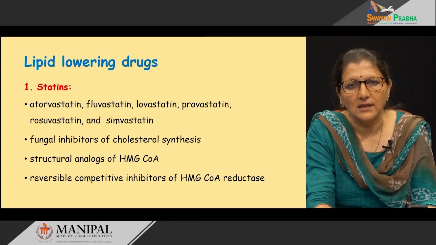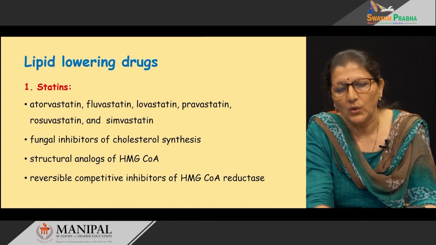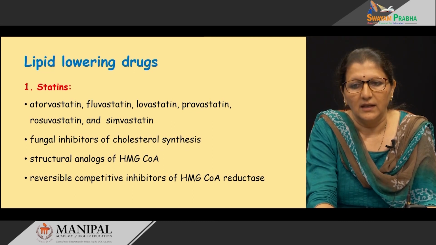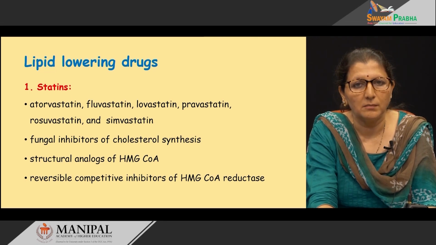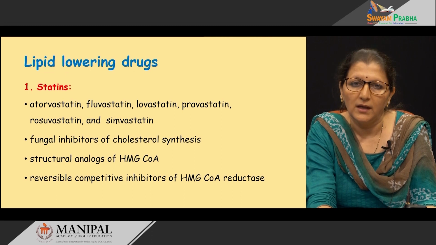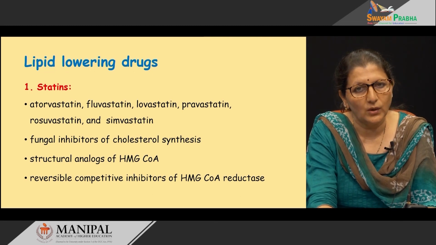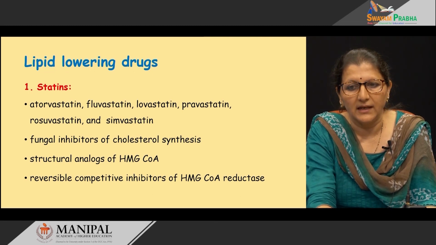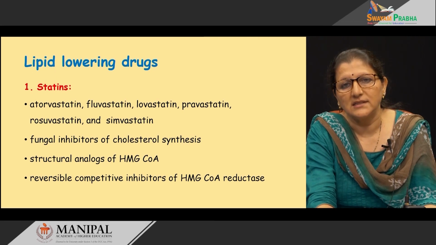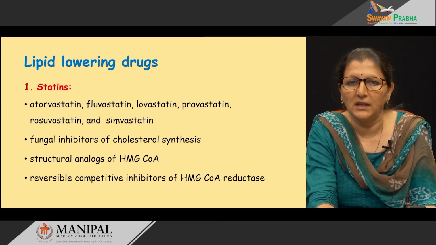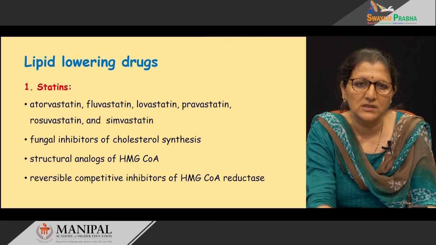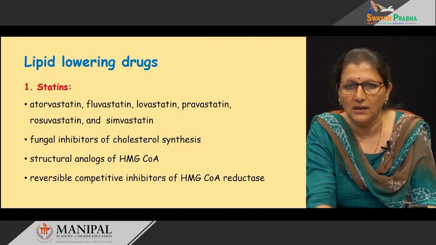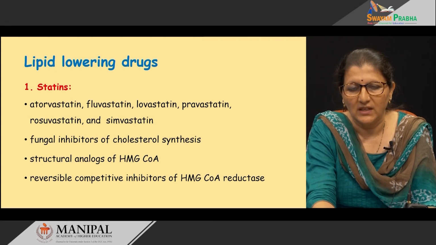These drugs, statins, are the structural analogues of HMG-CoA. And what is this HMG-CoA? It is beta hydroxy methyl glutaryl CoA, which is an intermediate in the cholesterol synthesis. And these statins act as reversible competitive inhibitors of an enzyme called HMG-CoA reductase, which is the most important enzyme in the cholesterol synthesis. Let us see the mechanism of action.